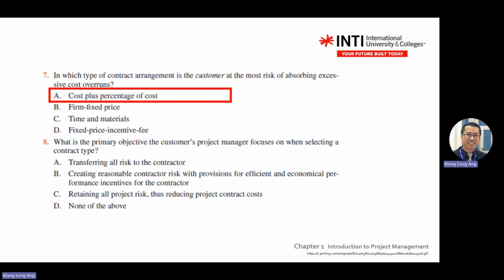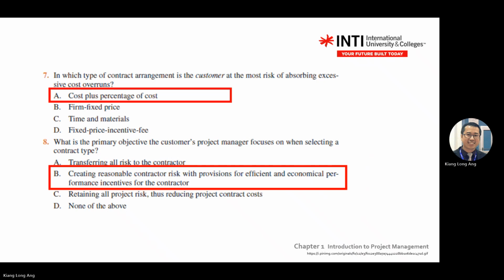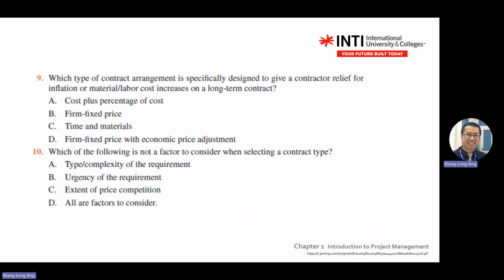What is the primary objective of the customer project manager when selecting a contract type? A, B, C, none of the above. If you are the customer's project manager, what will you choose? Transfer all risk to contractor, create reasonable contractor risk, retain all project risk, reducing contract costs. Next, also a type of contract. This one is designed to protect the contractor from the inflation of material costs and increases in a long-term contract.